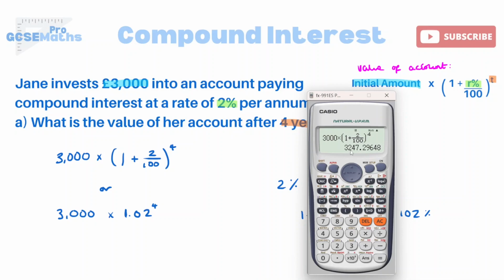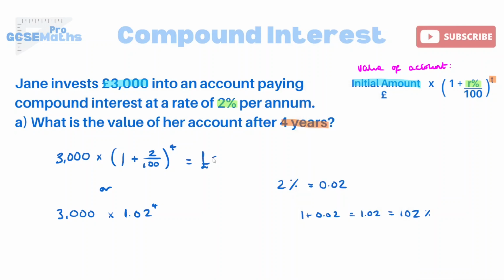So that would be £3,247.30. That would round to 30p, wouldn't it? Because of the 6. So £3,247.30. Now, the reason why I said earlier that's the value of the account is because clearly, if you were to earn that much interest, that would be insane. That would be really good, but it's unlikely, okay? This is what's in Jane's account after 3 years.